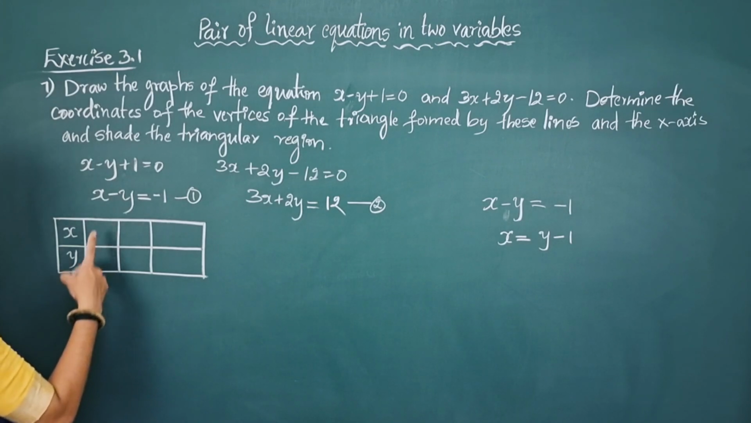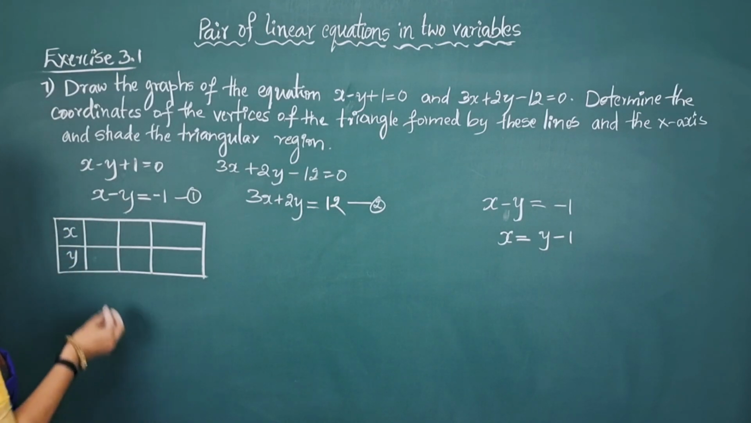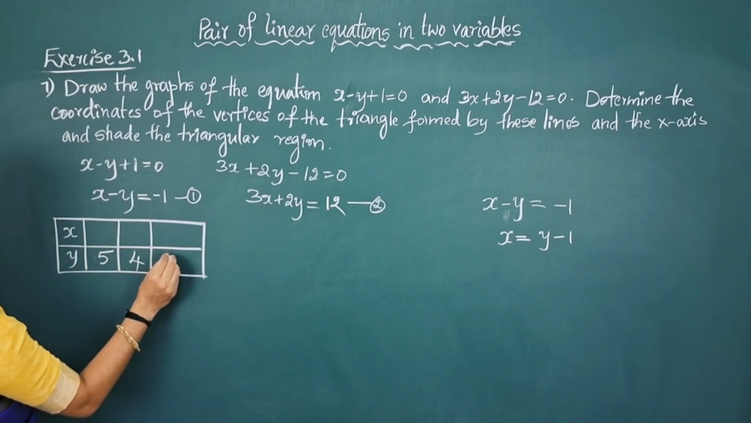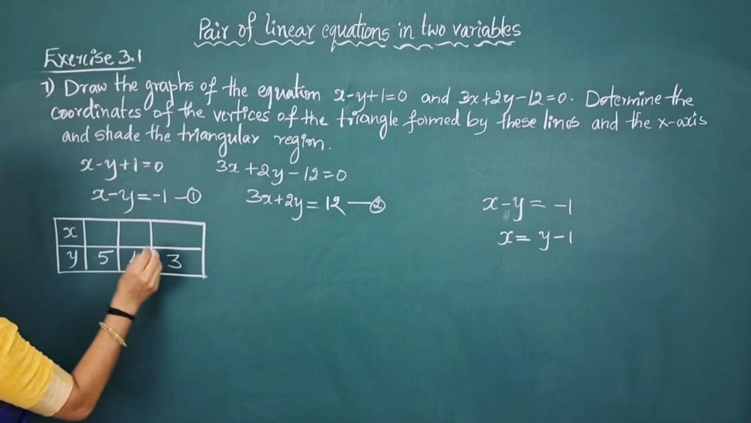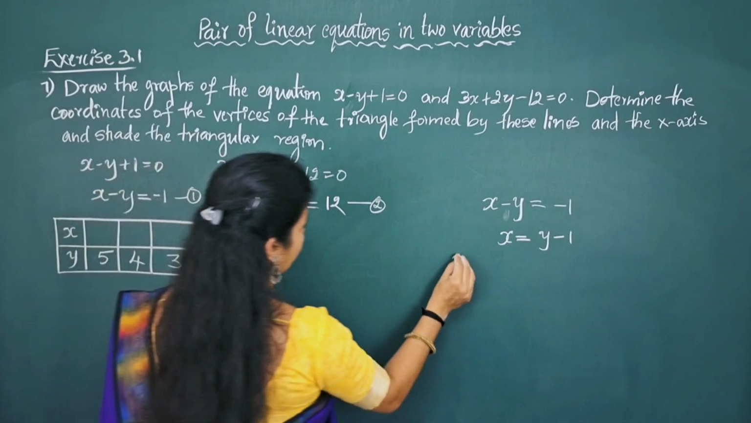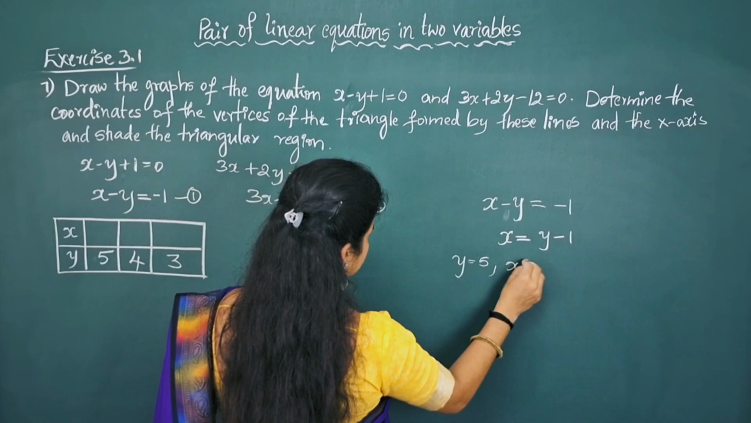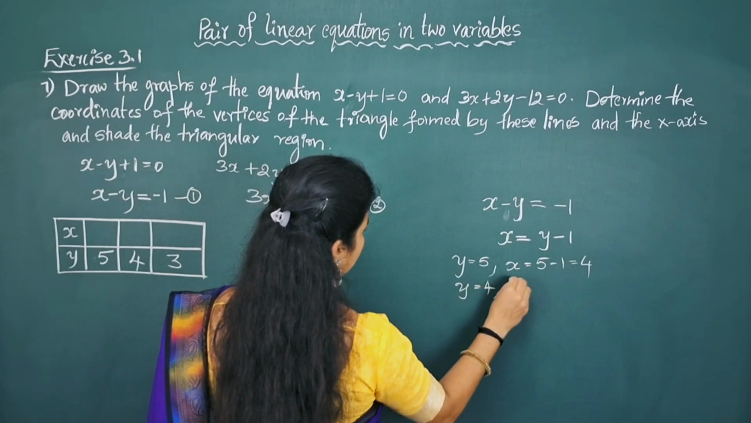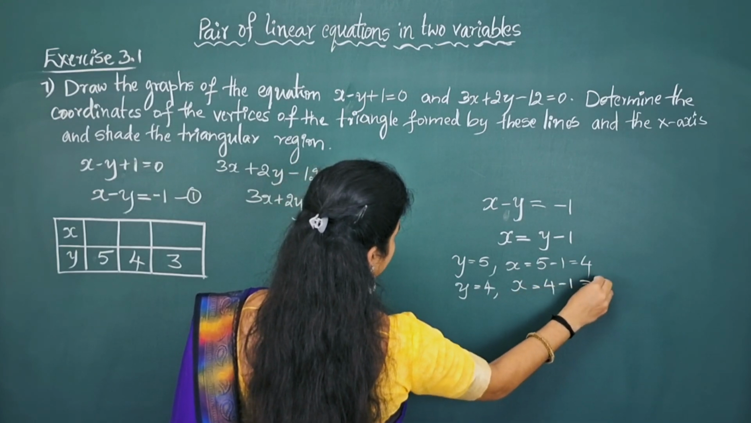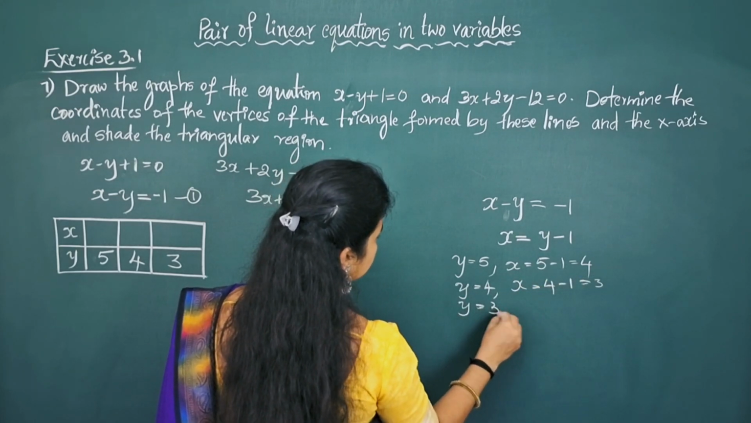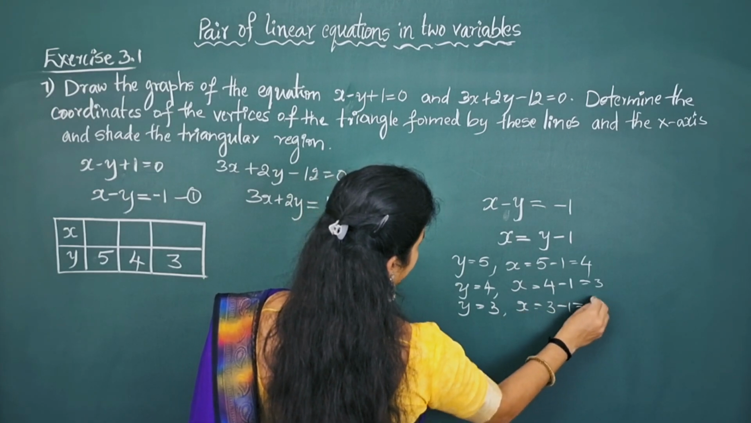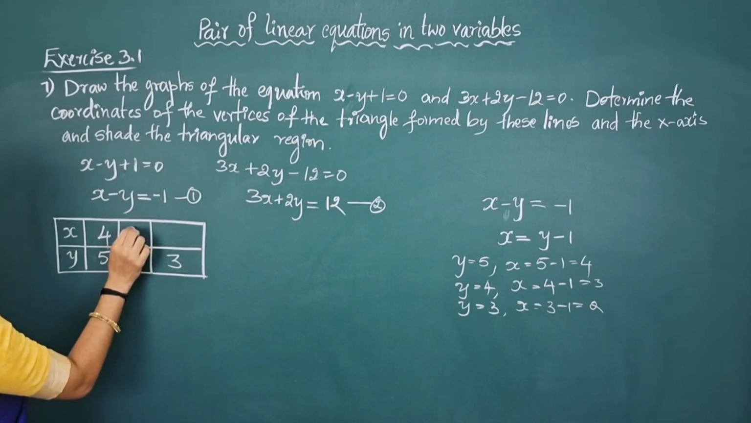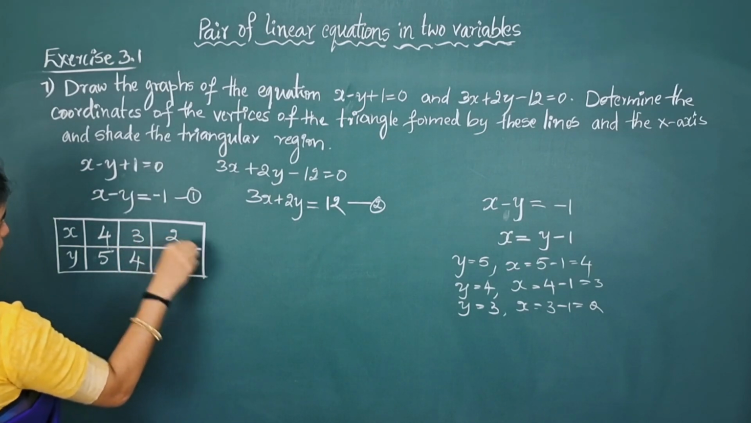Okay, so let us take the values of y. Let us give values to y and find the value of x. So I will take the value of y as 5, 4 and 3. When y is 5, x is 5 minus 1, that is 4. When y is 4, x is equal to 4 minus 1, that's equal to 3. When y is 3, x is equal to 3 minus 1, that is 2. So y 5 gives x 4, y 4 gives x 3, and y 3 gives x 2.